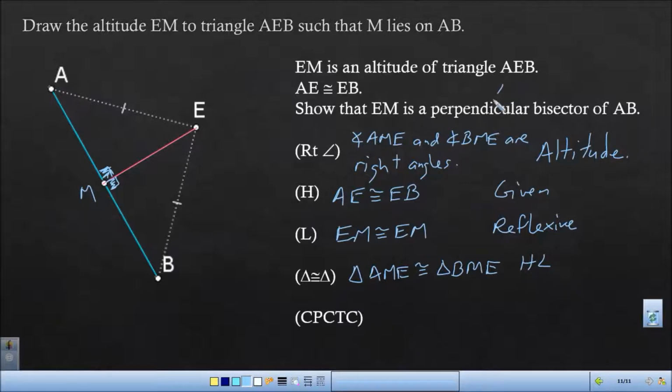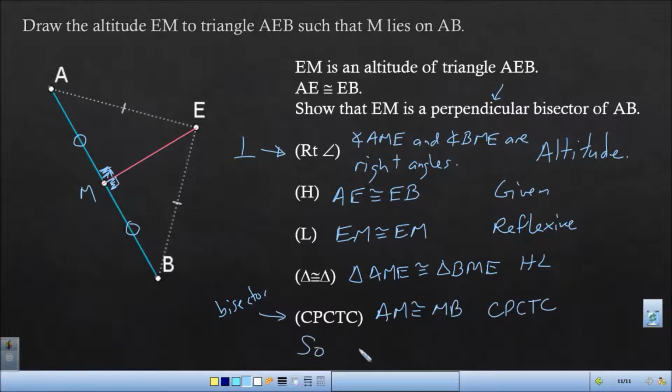Now, our goal is to show perpendicular bisector. We have actually already achieved perpendicular from this line right here. We drew an altitude, and that gives us perpendicular. So what we need down here is some kind of statement to suggest that we're bisecting this side. That means I need to know something about AM and MB. So we say AM is congruent to MB by CPCTC. So EM is a perpendicular bisector of AB.